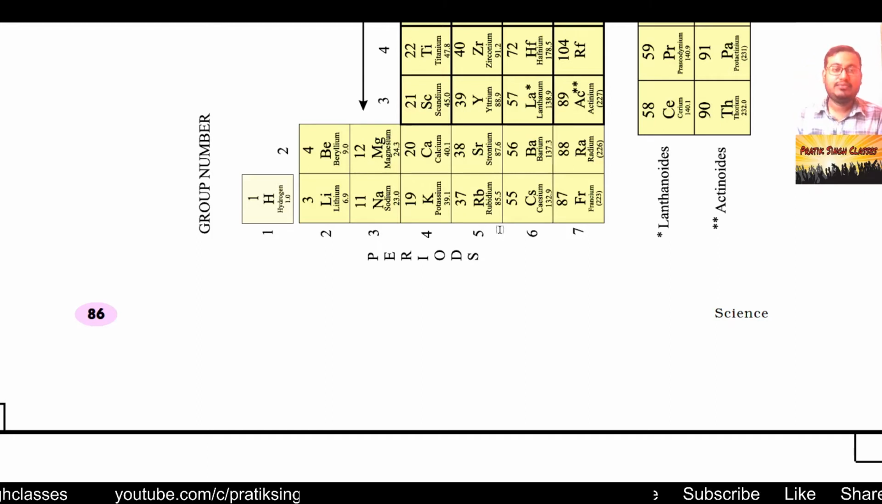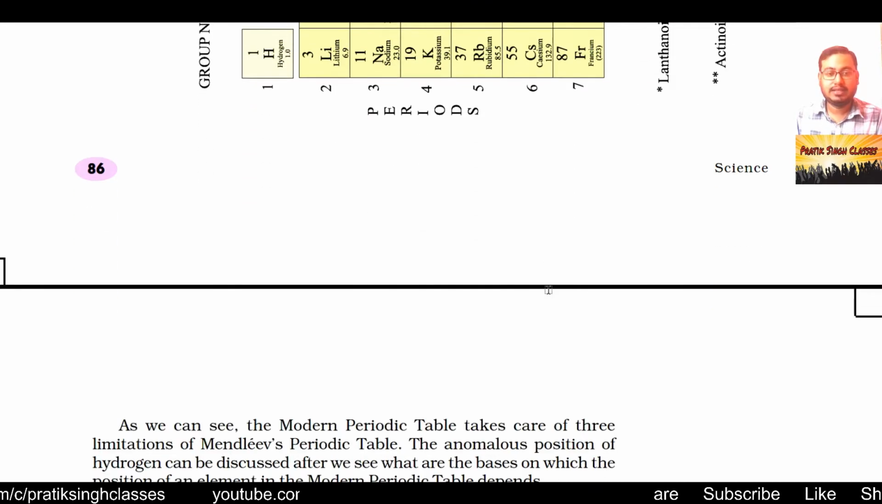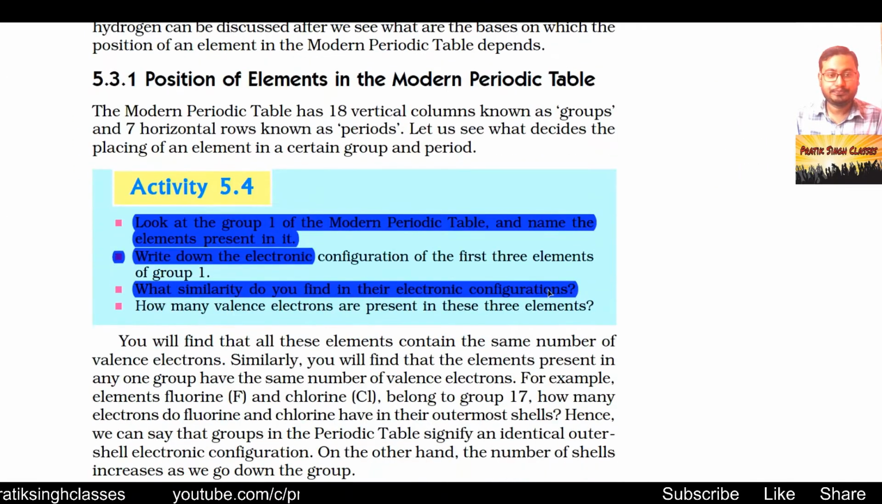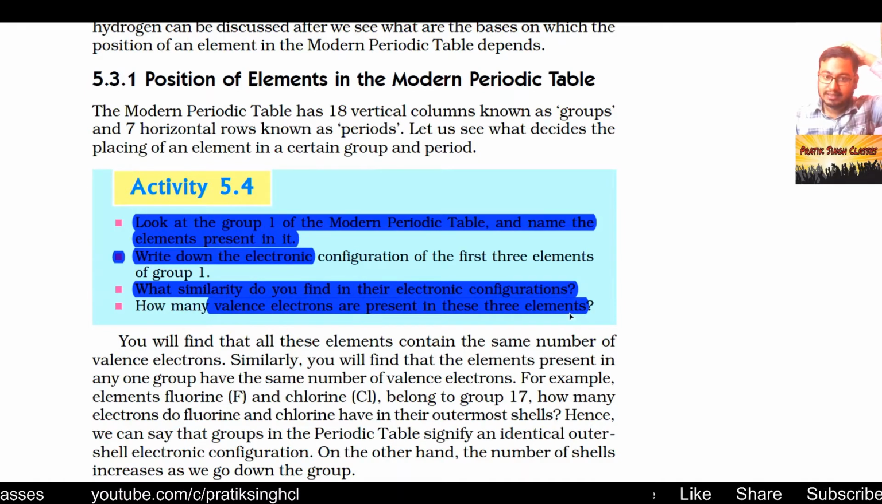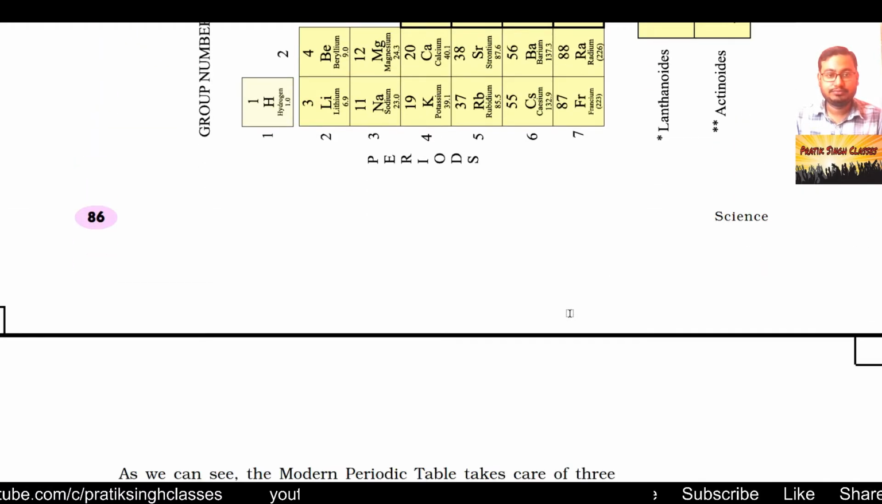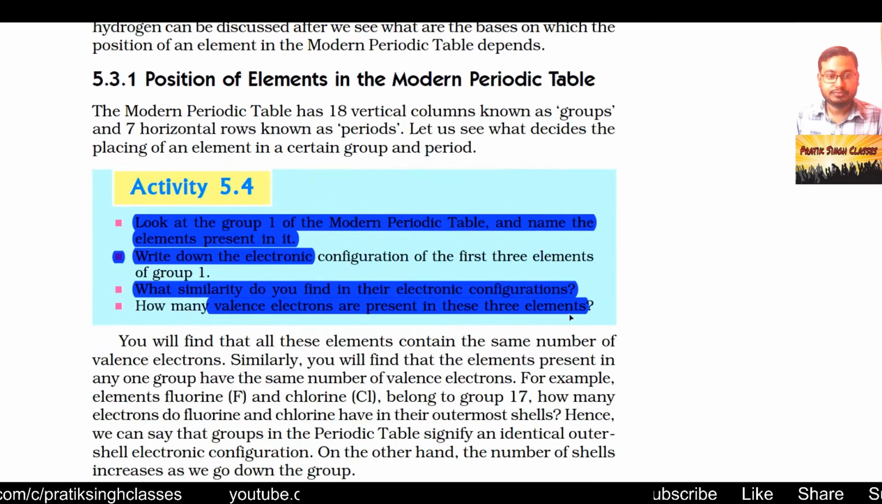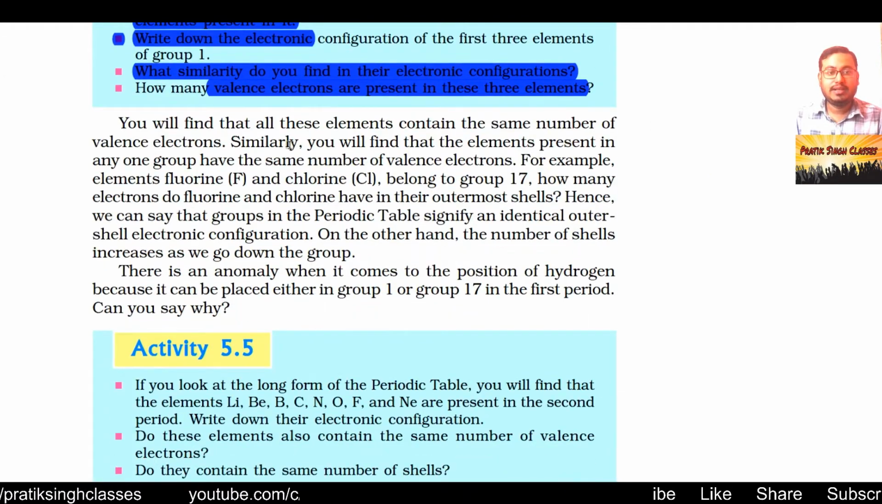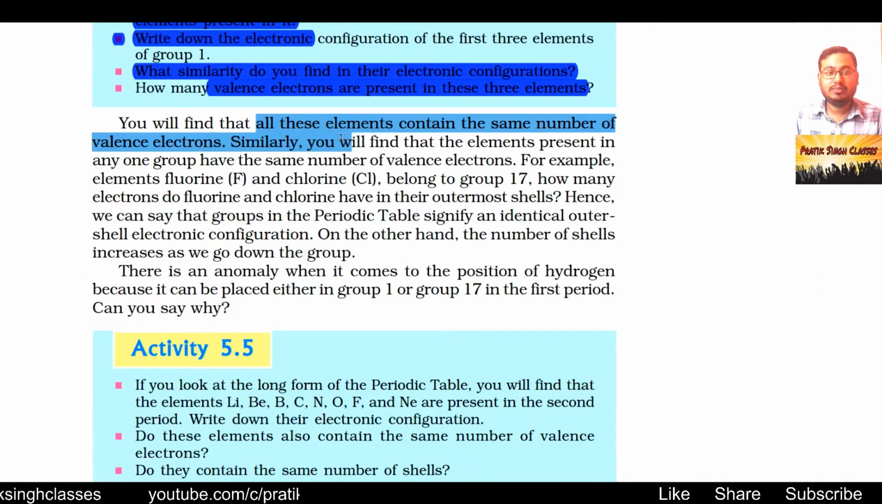Once again, if you write the electronic configuration of group 1 elements, you will find out that the outermost orbit of each element has only one electron in it. So that is the common thing. How many valence electrons are present in these three elements? It is only one electron in the outermost orbit. You will find that all these elements contain the same number of valence electrons.